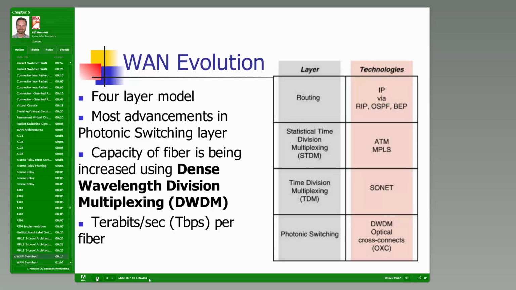Dense wavelength division multiplexing being the first one on the list there. We talked about that one previously. It gives us the ability to have multiple channels over a single fiber and gets us speeds up to terabits per second over a single fiber.